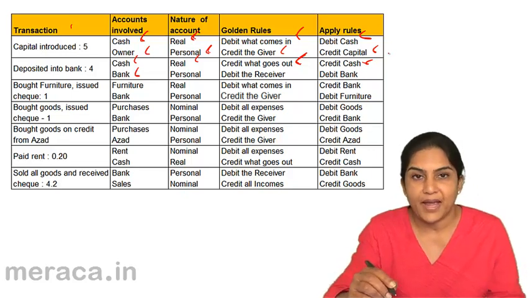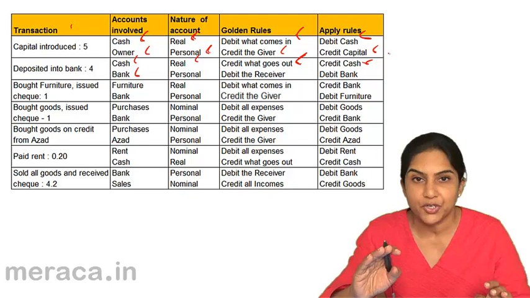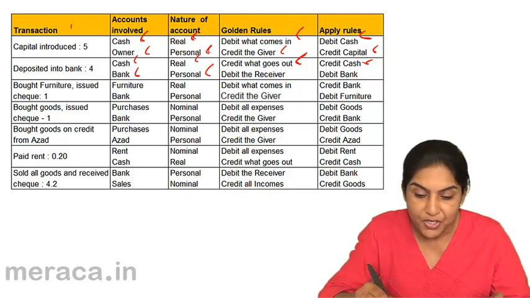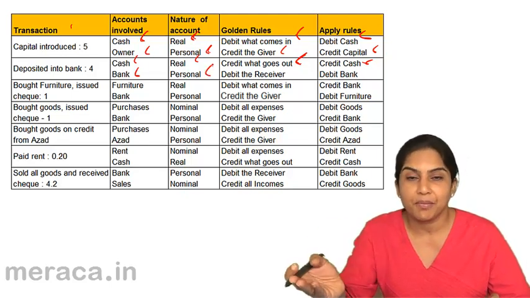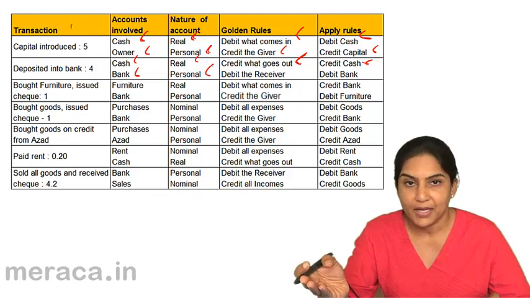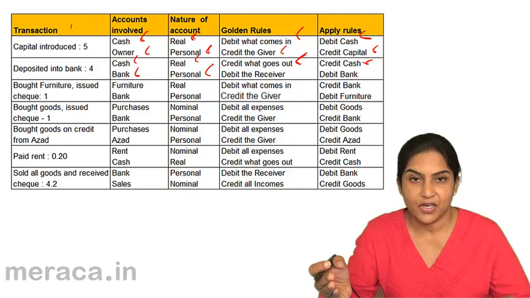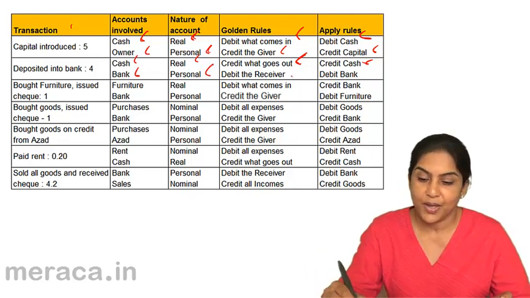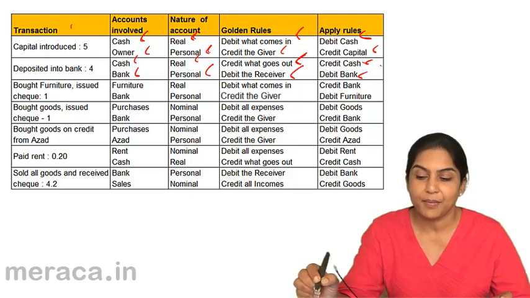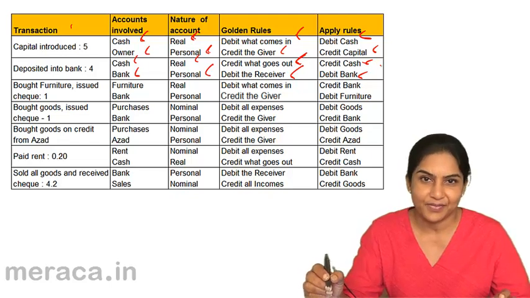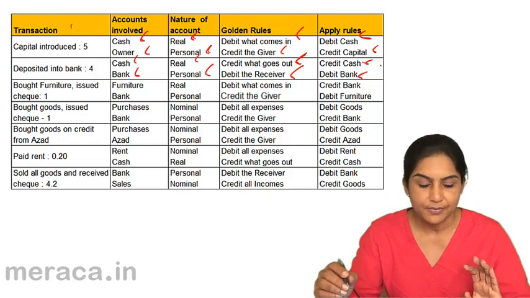What happens to bank? Bank is an artificial person. It's a personal account. We have given money to the bank. What does the rule say for personal accounts? Debit the receiver, credit the giver. So debit the receiver, debit bank. Debit bank, credit cash. Same conclusion.